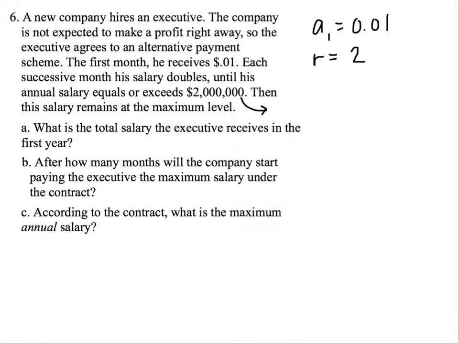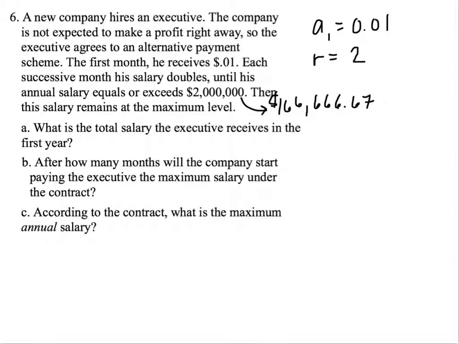Now, if the annual salary meets or exceeds $2 million, the monthly has to be at least $166,666.67. So that's the monthly salary required to get to at least $2 million a year.